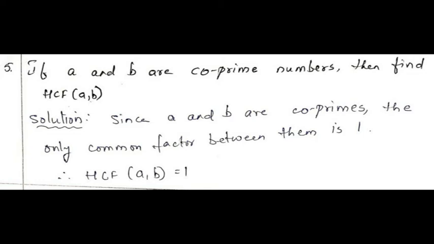Question number 5 is A and B are coprime numbers, then find the HCF. Since A and B are coprimes, the only common factor between them is 1 and therefore HCF is 1.